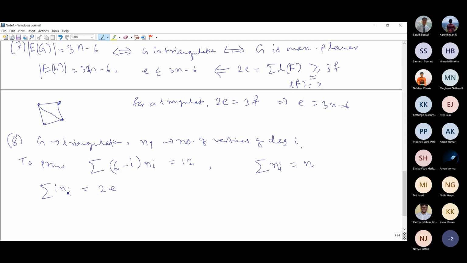This Ni is the number of vertices of degree i. So therefore, the sum of degrees of all the vertices is equal to summation of i times Ni, and that is equal to twice E. And whenever it is a triangulation, the value of E is equal to 3n minus 6. And you get 6n minus 12, this value you get, 6n minus 12.